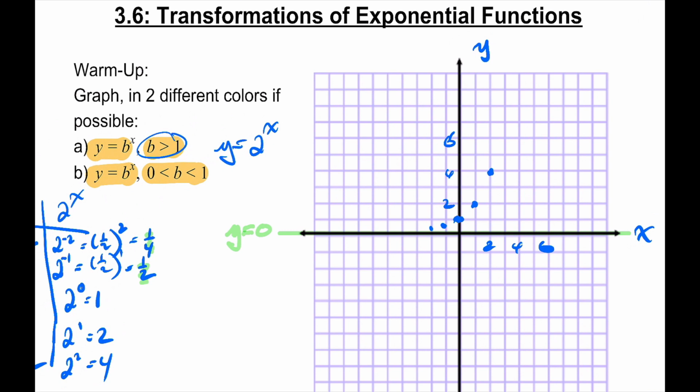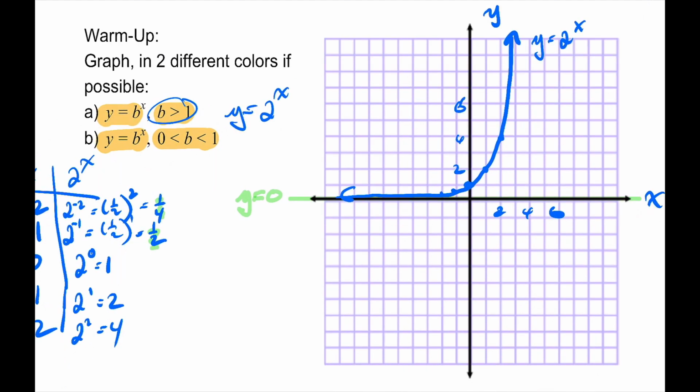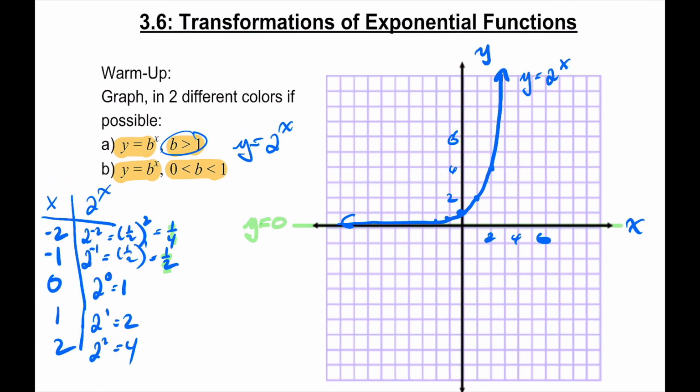So let's join the dots, knowing that this is going to be a smooth curve. We're going to get closer and closer to the asymptote, but not touch it, and then the exponential will go up very quickly. Okay, so that's what y is equal to 2 to the power of x looks like. So we call this an increasing function because as x gets bigger, or as the graph moves to the right, y gets bigger as well.